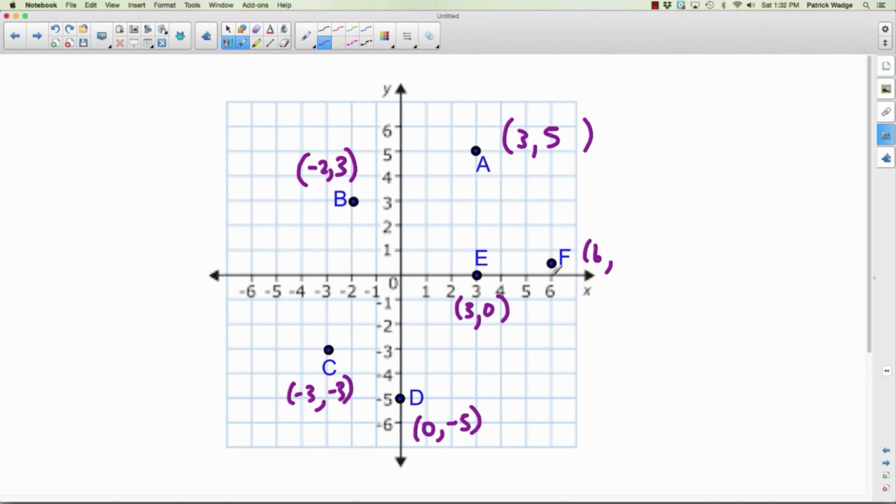And F, you're going all the way over to 6. So 6 is the first number. You're not going up 1. I don't know, is that 0.5, 0.4? I don't know. Can't really tell, right? I'd either say 0.4 or 0.5 or something. What the heck, I'll put 0.5. And there you go. That is graphing on a Cartesian plane.